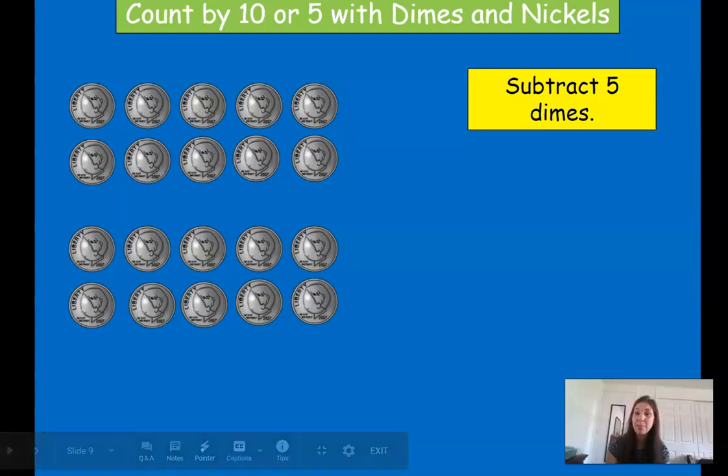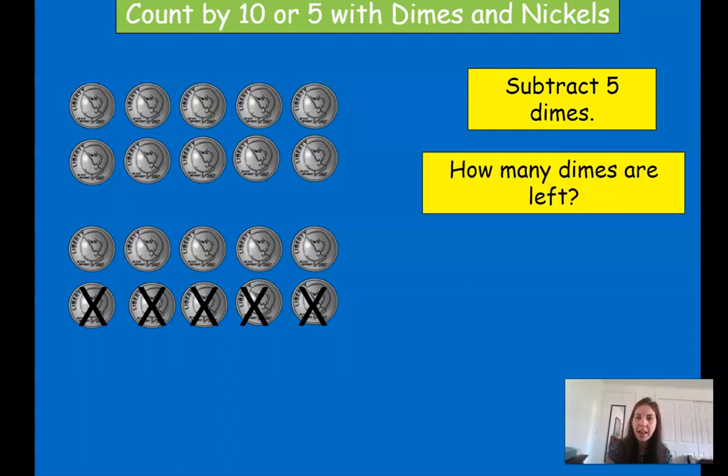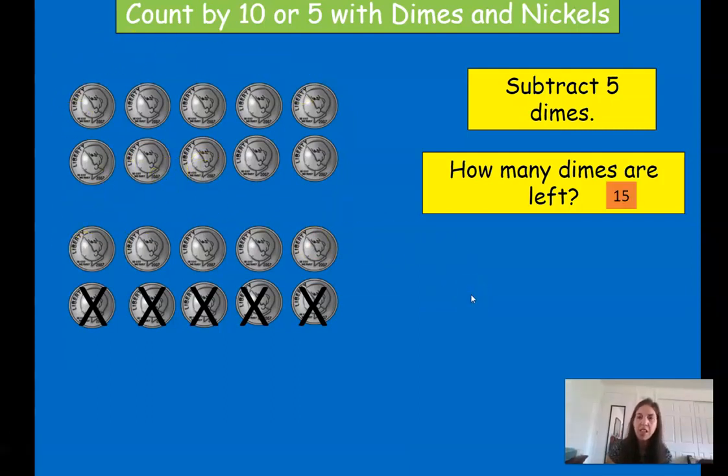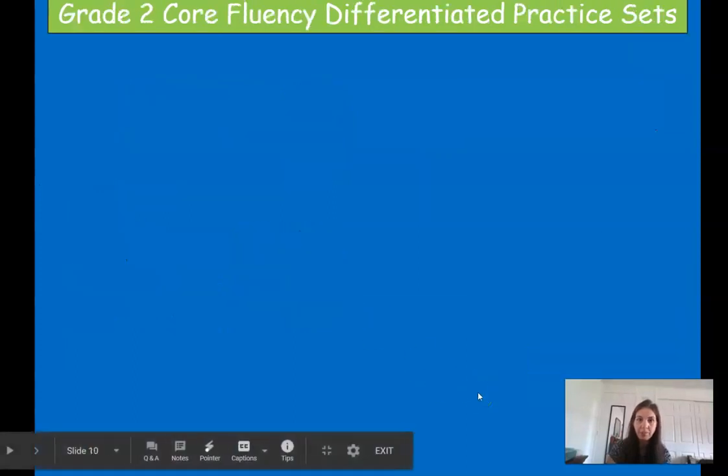Okay. Now we're going to subtract 5 dimes. Take away 5. 1, 2, 3, 4, 5. How many dimes are left? We know these are in groups of 10, so we have 10 here, and we have 5 more. So we have 15 dimes left. How many cents are left? 150 cents. If you remembered that 10 dimes makes 100, and then you would remember 5 would be 50, so 150.